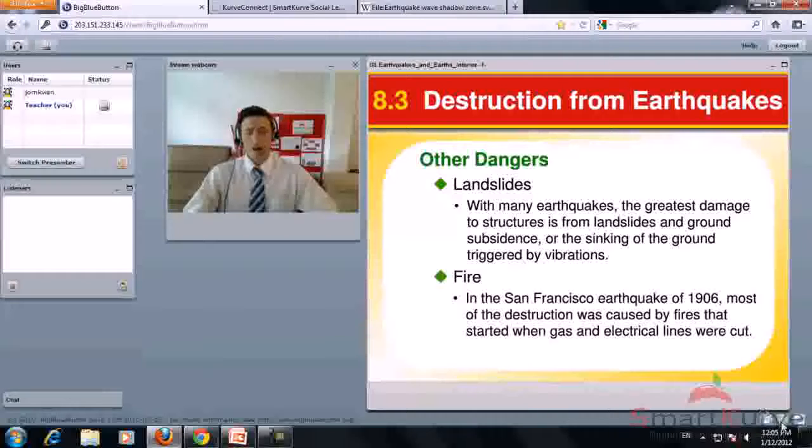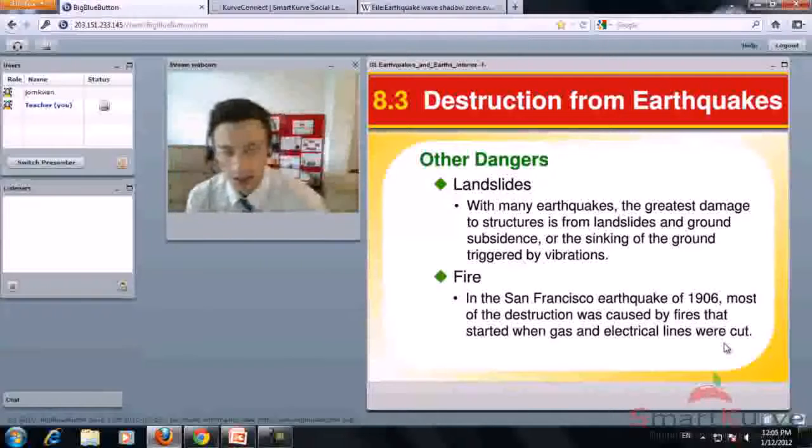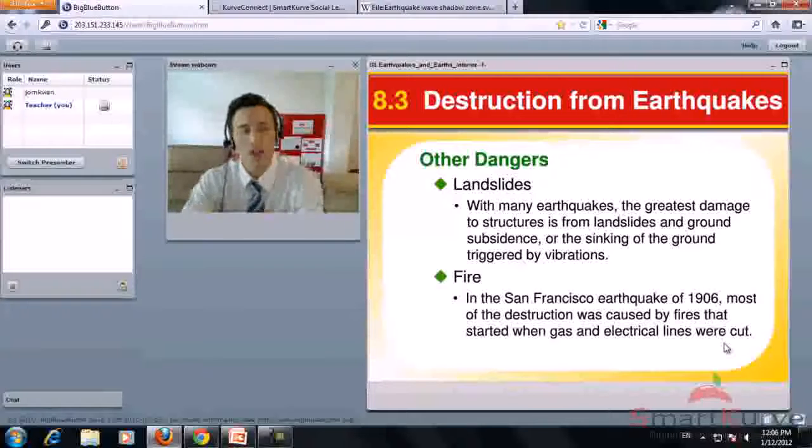And also fire. In the San Francisco earthquake of 1906, most of the destruction was caused by fires that started when gas and electrical lines were cut. Remember, we saw that picture of a longitudinal wave earlier in the presentation.